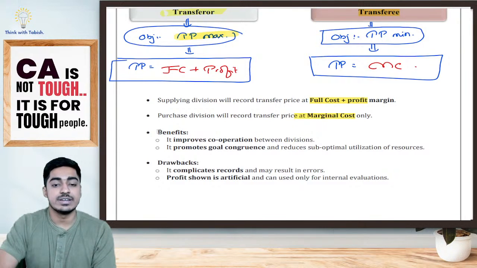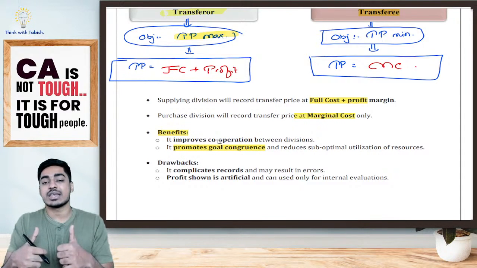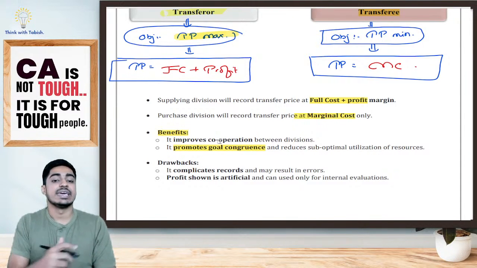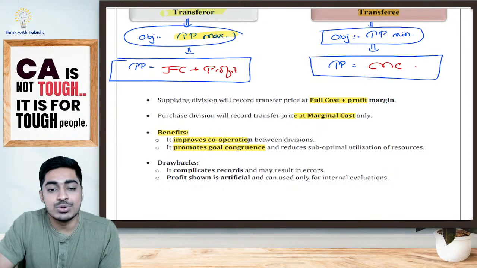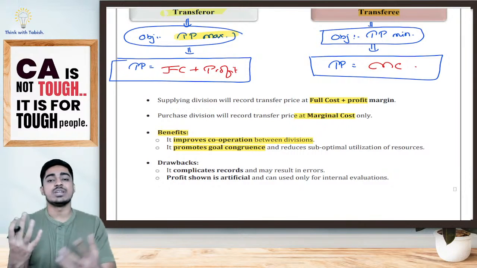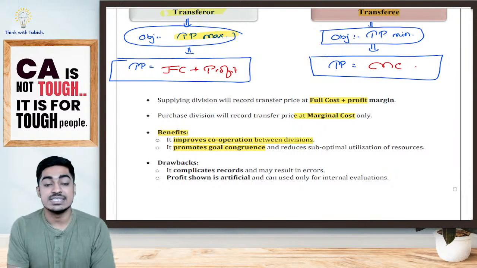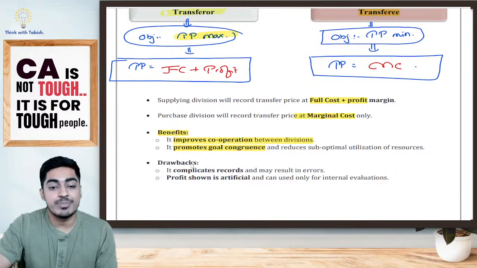What will be the benefit? Firstly, it promotes goal congruence. Now the transferor is willing to transfer, and the transferee is also willing to transfer, because both of them are happy. Because it promotes goal congruence, it promotes cooperation between the divisions. Both divisions cooperate with each other and ensure that they make the transfer possible. This is the benefit. But what is the drawback here?